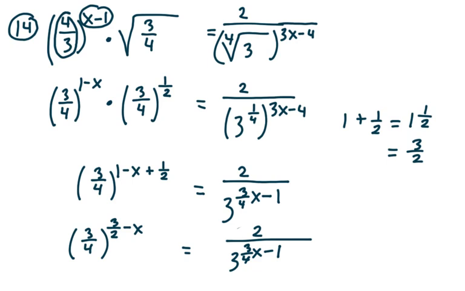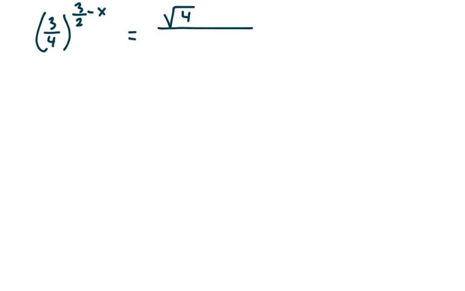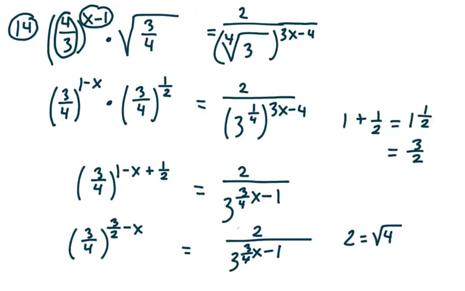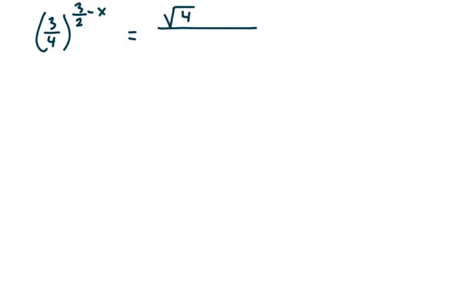Here's another comment here. It turns out 2 is equal to the square root of 4, right? So I'm going to do something sneaky on you guys. So I'm going to go 3/4 to the 3/2 minus x on the left side. And then I'm going to go square root of 4 divided by 3 to the 3/4 x minus 1.